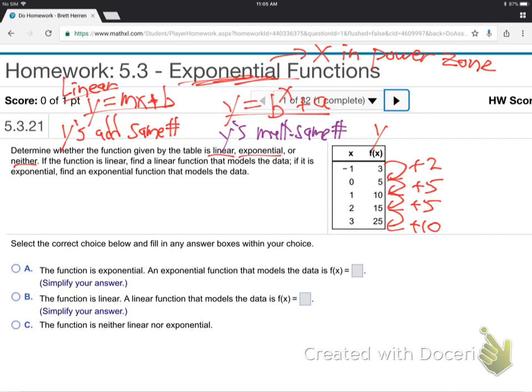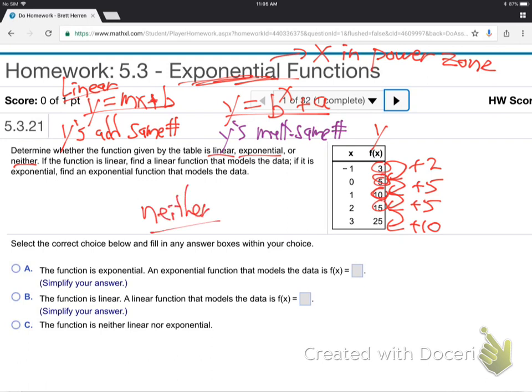Maybe I should go back and look at multiplying. But no, there's nothing multiplying there. What do you multiply 3 by to get 5? Or what times 5 is 10? 2. But what times 10 is 15? I don't know, something different. It's not multiplying the same number every time, nor is it adding the same number every time. So this one's a neither.